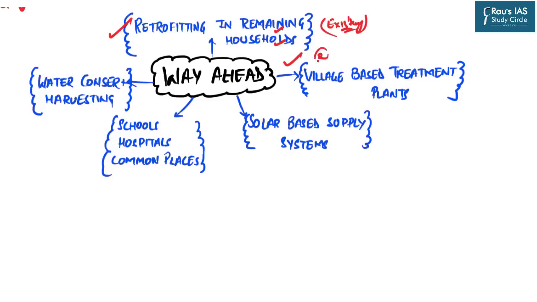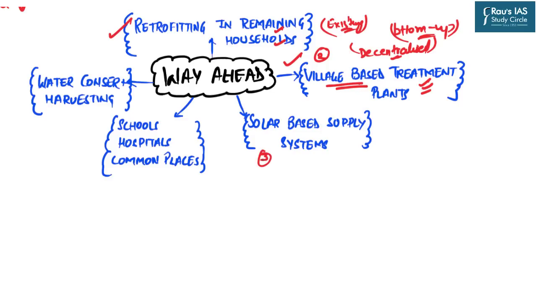The second important thing is that we must decentralize this scheme. On paper, this scheme is already working on a bottom-up approach. That is obviously decentralized, because the Gram Sabhas or the village panchayats are being given adequate power. So we must focus on strengthening this decentralized tendency, and we must build treatment plants in those villages only, managed by the Gram Sabhas.